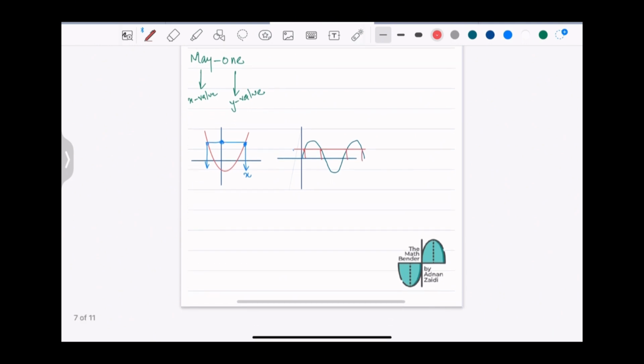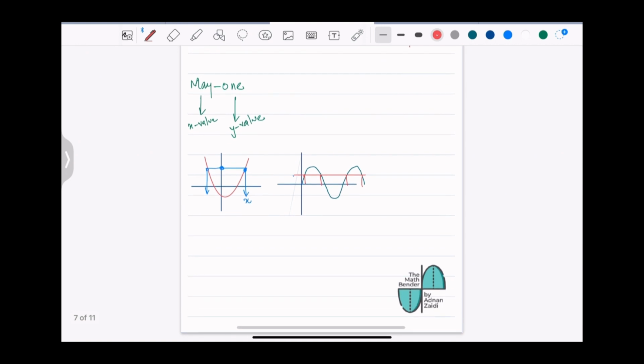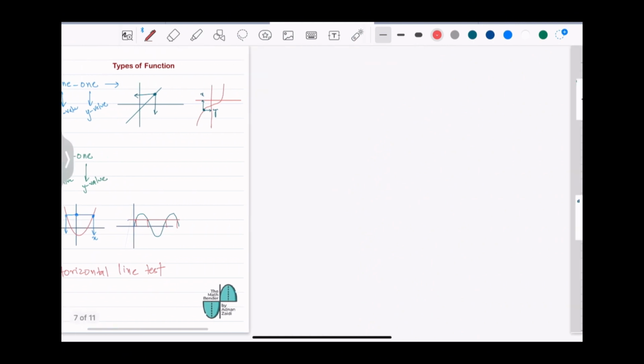In order to test whether the function that you're looking at is many-to-one or one-to-one, you use the horizontal line test. What it does is that you draw a horizontal line. If it intersects at one point, it's a one-to-one function. If it intersects at more than one point, it is a many-to-one function.